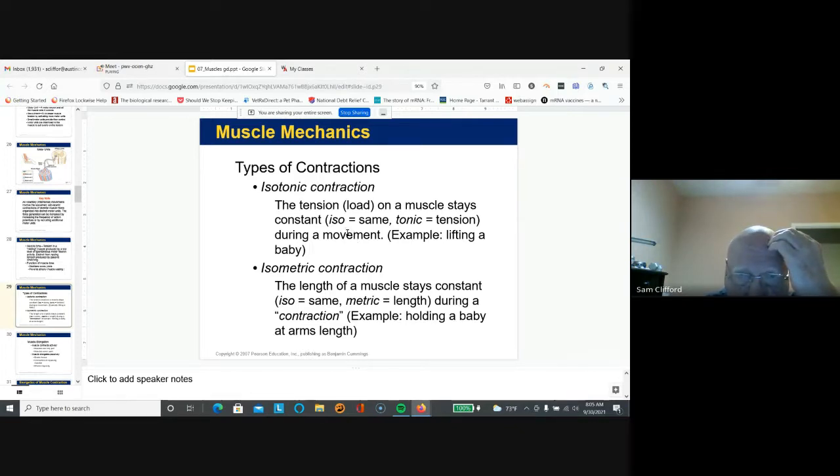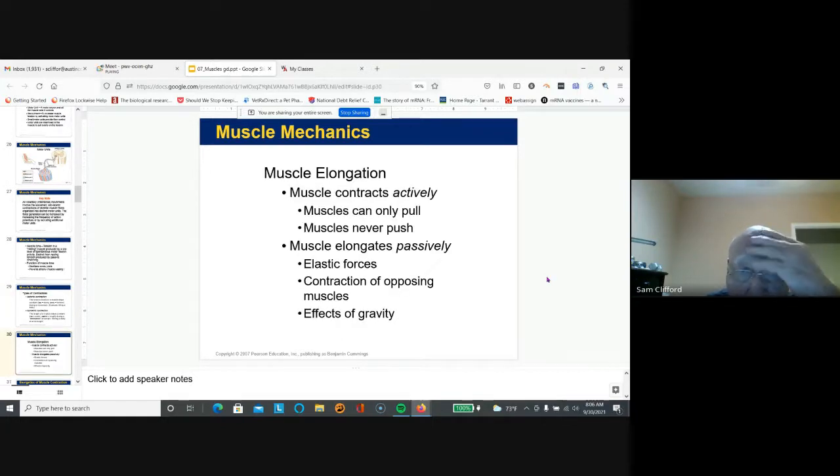Okay, so isotonic is when the load on the muscle stays constant, so you're lifting a baby, so you have a constant force generated. Isometric is that the length of the muscle stays constant, so you maintain contraction, and that's when you're holding the baby. Okay, muscles always contract, they pull, they never push. And when the muscle relaxes, the elastic forces cause the muscle to go back to its resting state.